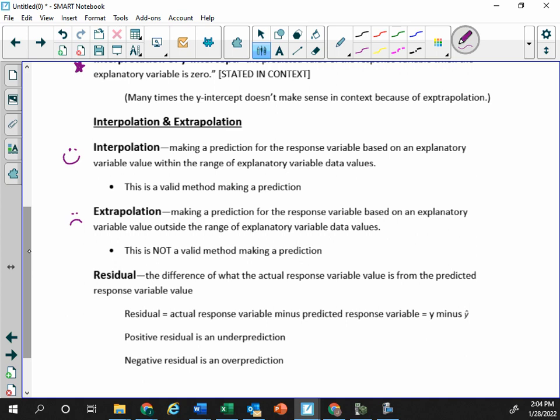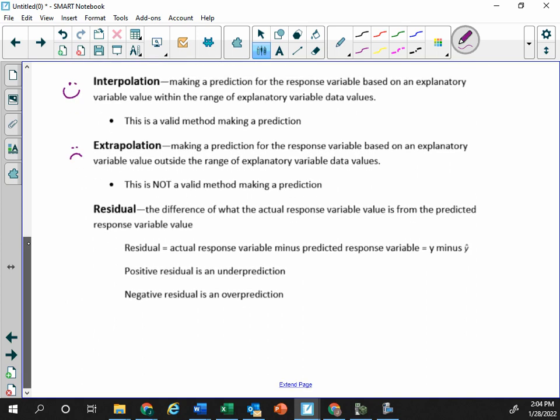All right, and then we've got a residual. This one's going to come up a lot in this unit, guys. It's the difference of what the actual response variable value is from the predicted response variable value. So actual y minus predicted y. I'm going to give you examples so that you can see it: positive residuals and under prediction, and then negative residuals and over prediction.